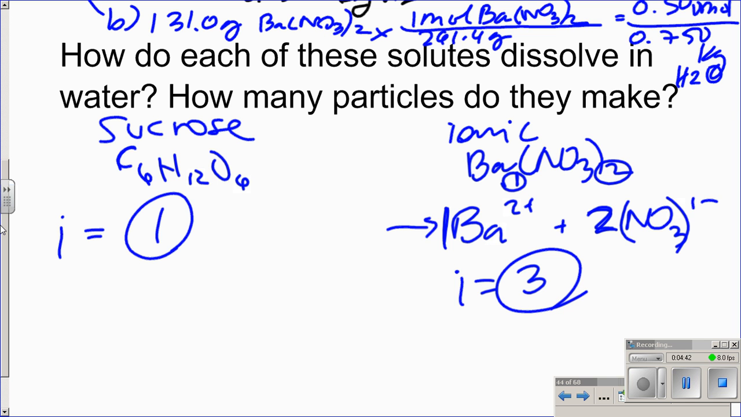So ionics always make more particles than covalents. The i factor, we're going to call it the Van 't Hoff factor in notes today. It's just some guy's name. But it's just basically telling us the number of particles that it breaks into in solution.